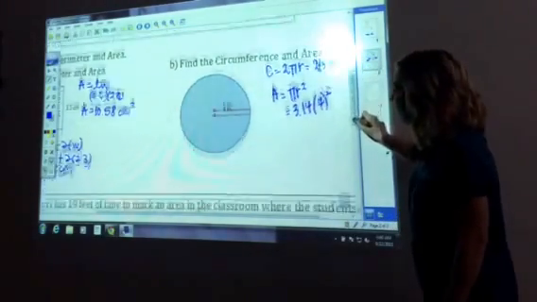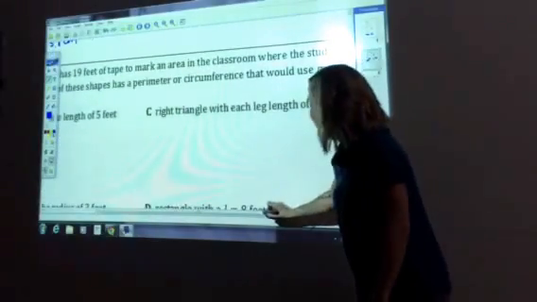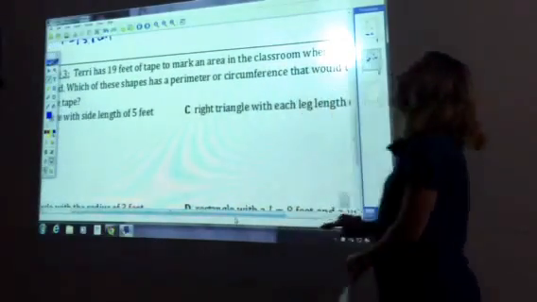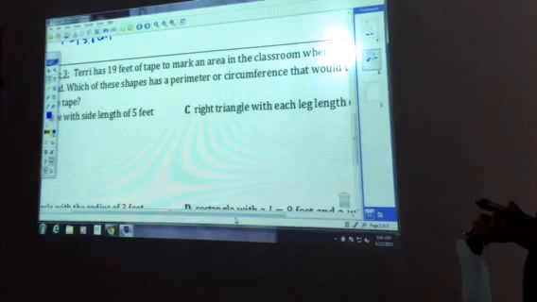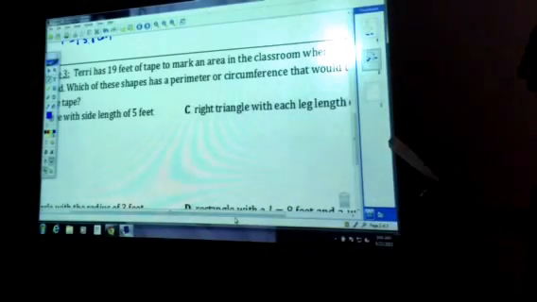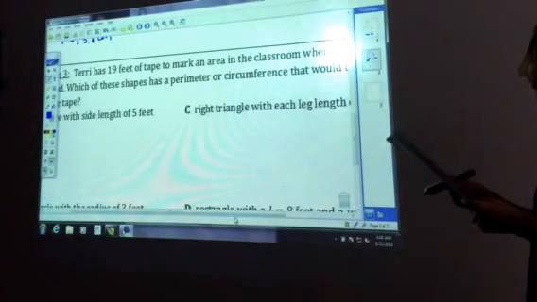Okay? Moving on. Here it says that Terry has 19 feet of tape to mark the area in her classroom where she wants to use for students to read.